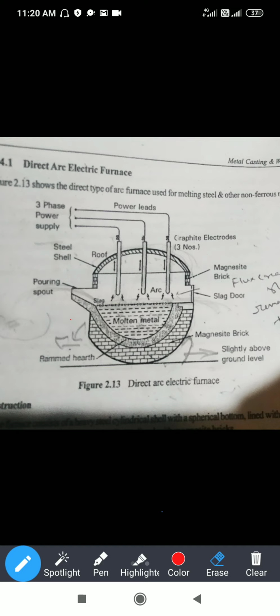Now these electrical rods are consumable, and the furnace is used for both ferrous and non-ferrous metals.